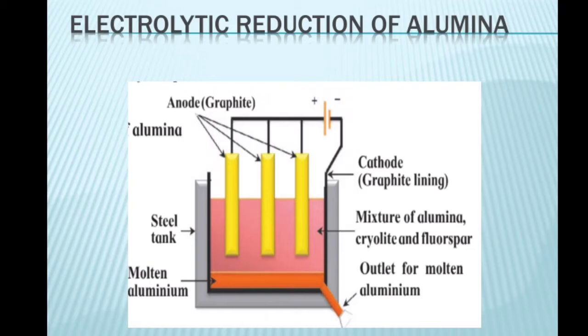Oxygen gas is liberated at anode. The liberated oxygen reacts with the anodes to form carbon dioxide gas. The anodes have to be changed from time to time as they get oxidized during the electrolysis of alumina.